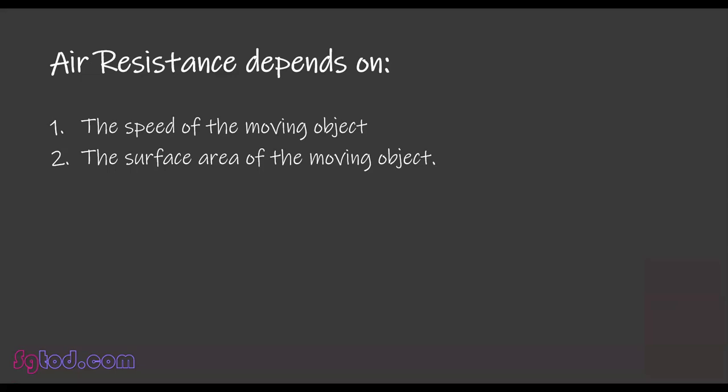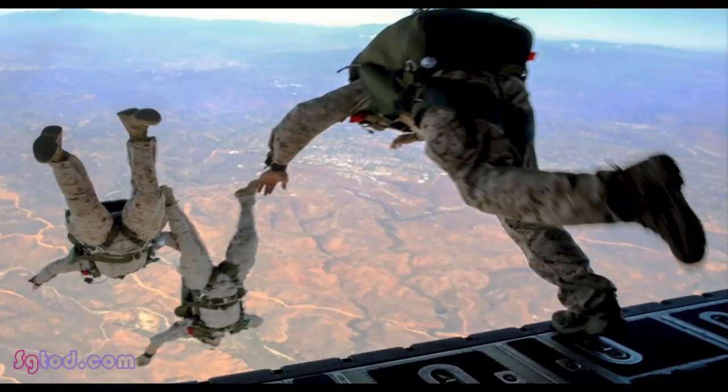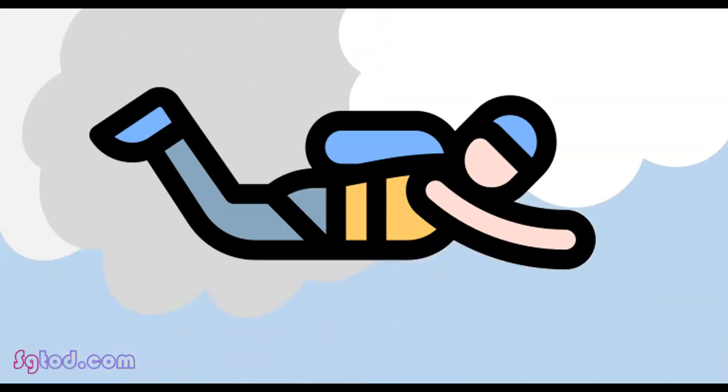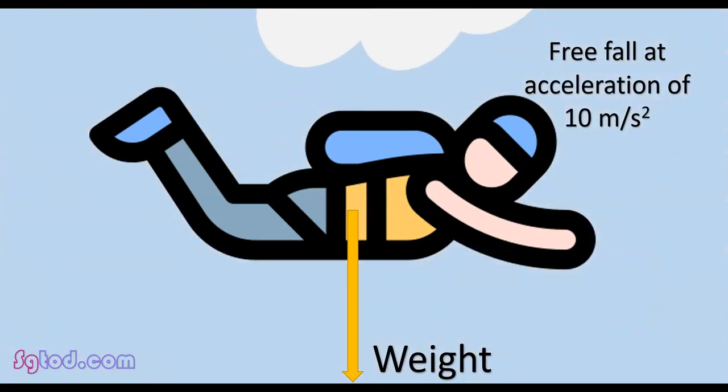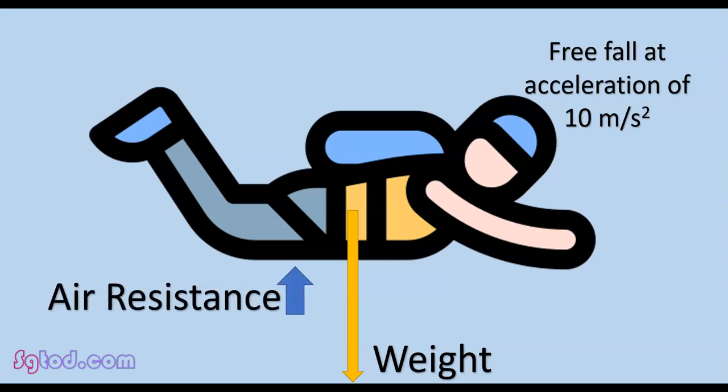Let's apply this knowledge to the case of skydiving that we have learned in the course of kinematics. When a skydiver leaps off the airplane, the Earth's force of gravity, that is the skydiver's weight, pulls the skydiver downwards, causing him to free fall at an acceleration of approximately 10 meters per square second. Because of his falling motion, there is an upward air resistance, and because he is falling in air, there is also an upthrust. However, the upthrust in air is very small, so we will focus on the air resistance.